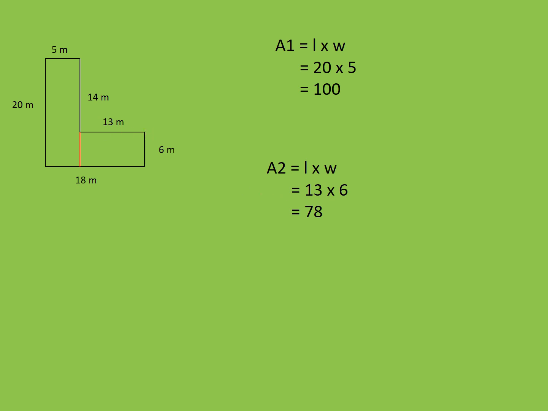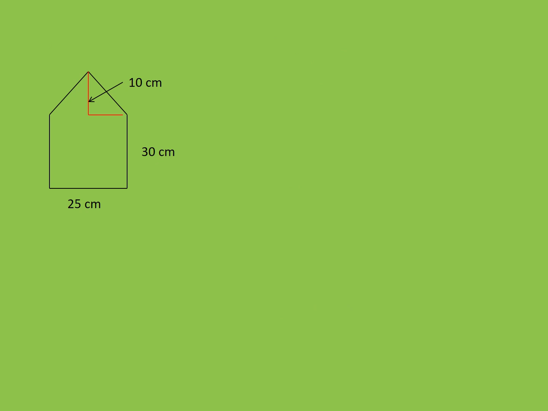Next, to get the answer: you've got area 1 and area 2. What do we do to get the area of the whole thing? We add them together. Area equals A1 plus A2, which stands for area 1 plus area 2, which is 100 plus 78, which gives you 178, and very importantly, 178 meters squared. Not meters, meters squared. Let's add another example.